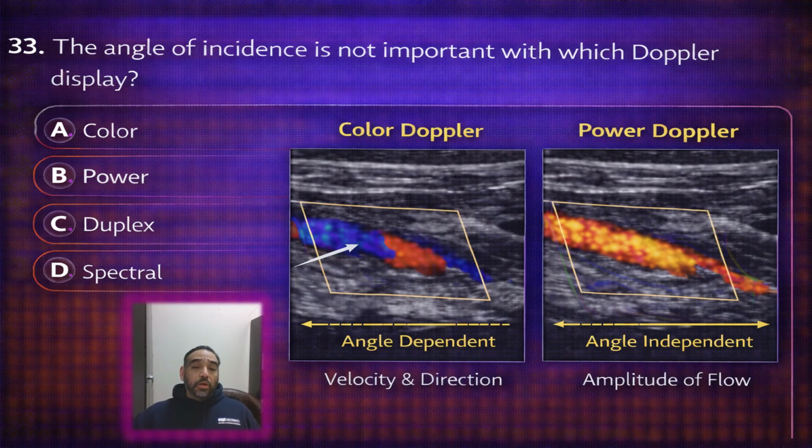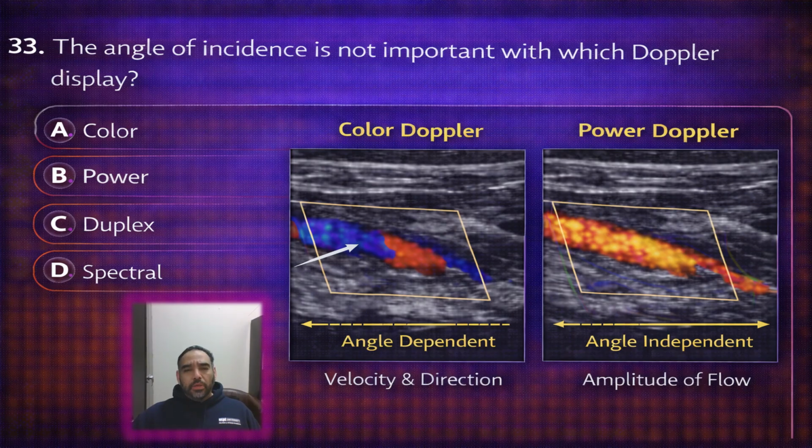So A says color. Color Doppler displays direction and mean velocity. So velocity depends on angle here. So color Doppler is angle dependent. Answer C is duplex. And duplex, remember, it's in the name. It is the two modes, the B mode and the pulse Doppler. So remember that they're sharing the array there. So the pulse Doppler calculates velocity, and then velocity depends on angle with this one. So duplex is also angle dependent.